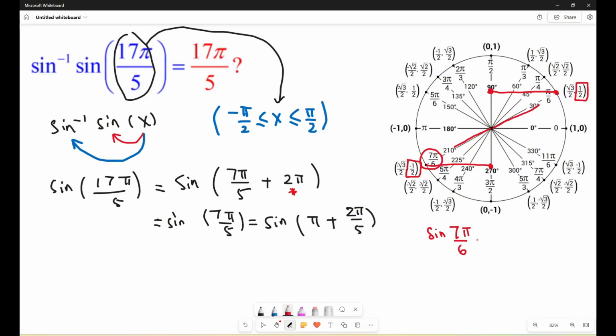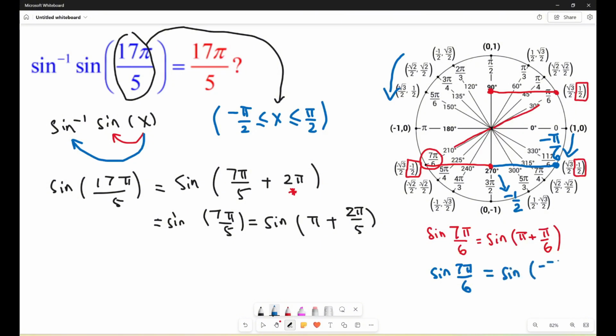Now I need to break this one down, so I can rewrite it as sine of pi plus pi over 6. Now I look at these points right here. At 11 pi over 6, I have the same y value, so the sine of 11 pi over 6 is negative 1/2. I have the same value, negative 1/2, right here. If you rotate the terminal ray counterclockwise, you get 11 pi over 6. What if I rotate the terminal ray clockwise? Does that mean this angle becomes negative pi over 6? So you have sine of 7 pi over 6 equals sine of negative pi over 6.